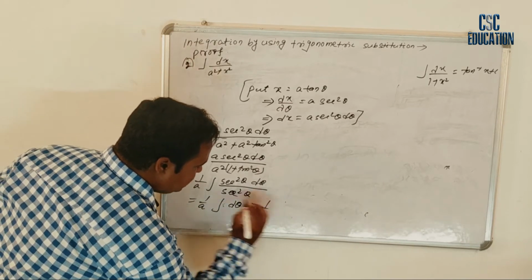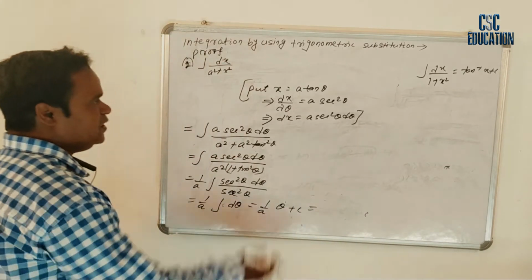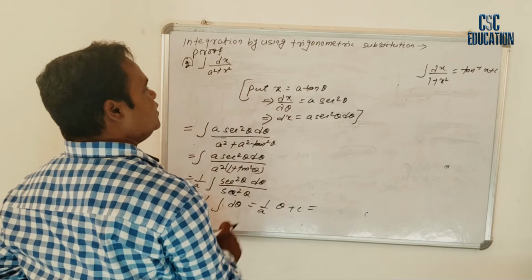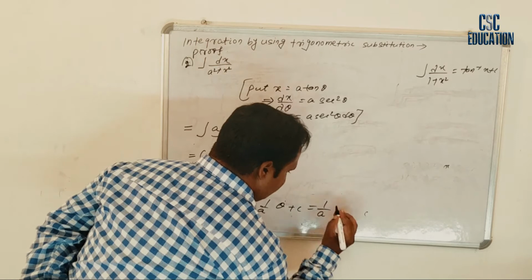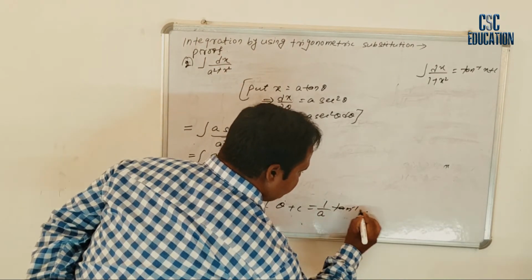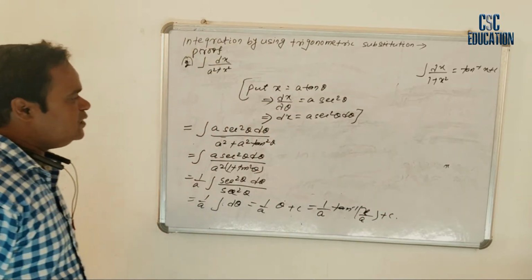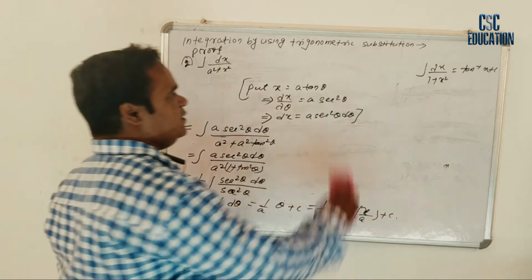So the integration of d theta is theta plus c. This value equals, since x equals a tan theta, that means tan theta is equal to x by a, so theta equals tan inverse of x by a. So here 1 by a tan inverse of x divided by a plus c is the proof of formula number 2. Okay, alright.